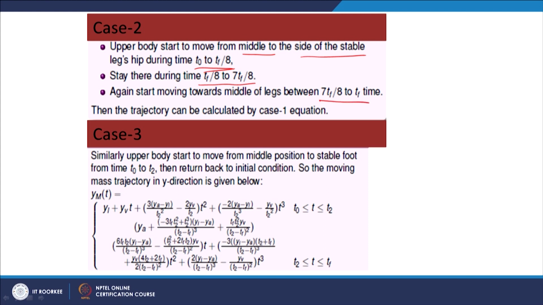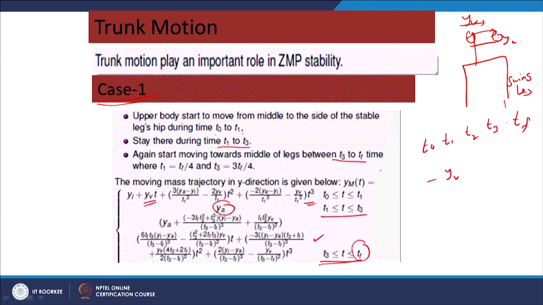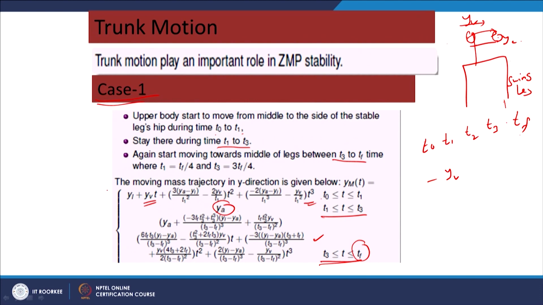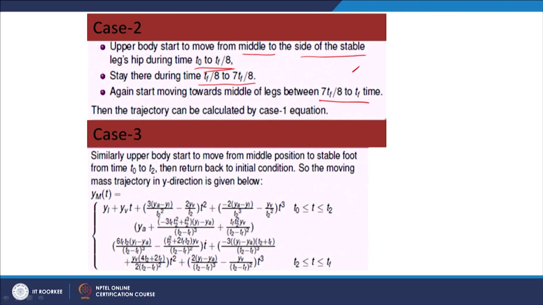So, the remaining 1/8 of the time it comes back to the middle of the leg. So, it is exactly similar to the previous case, only the time is different. The time of travel and then the time at which it stays there is different. So, a similar trajectory can be planned as given here, except some coefficients may be different.